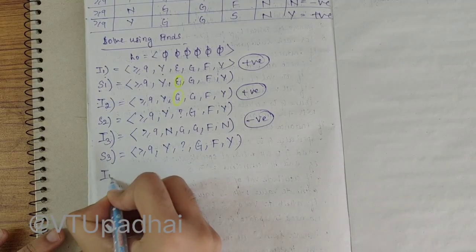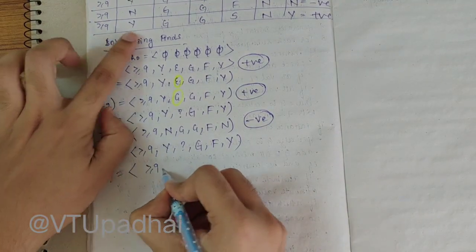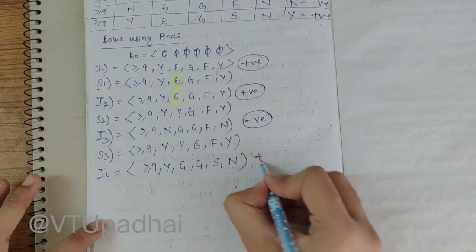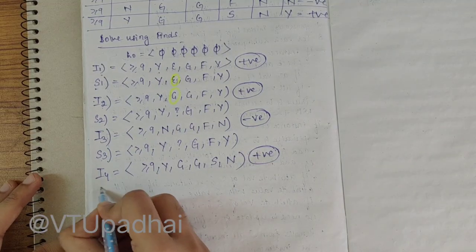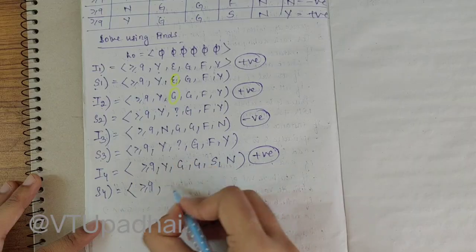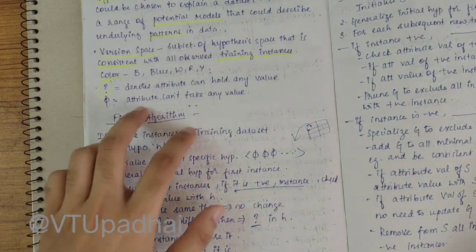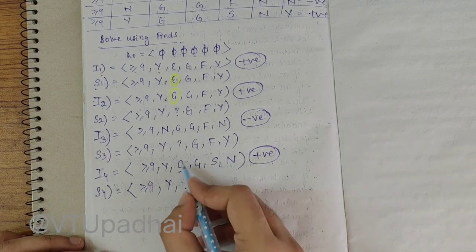Next I have I4. I'll write I4 here. I4 comprises greater than equal to 9, Y, G, G, S, and N. So this has a positive instance. So I need to compare it with the previous H value, the S3 value. Okay. So to get the updated S4, these two are same, so it will be the same. Then here Y, so same. Question mark and G. So I'll put question mark itself, because question mark states that it can take any value. So not only G, it can take other values also. That's what the question mark refers to.